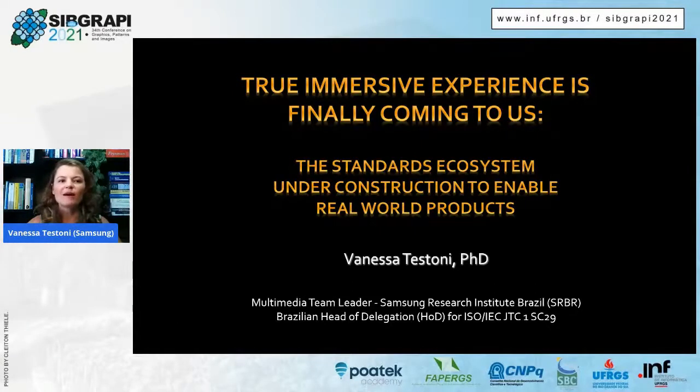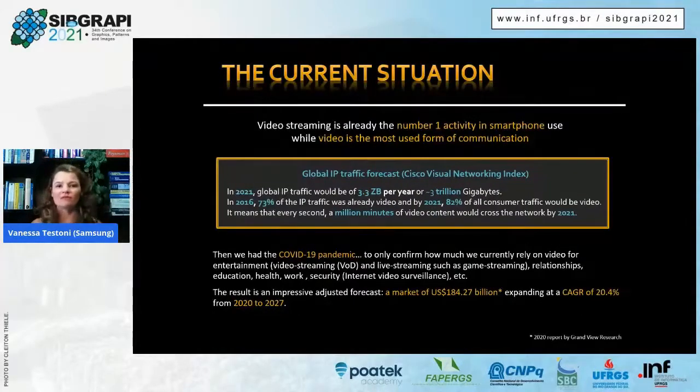So let's start with something that you already know about, right? What's the current situation? When we talk about video streaming, we already know that video streaming is the number one activity on smartphones, and video is also the most used form of communication. I always like to look at numbers. The Cisco forecast for 2021 was that we would have around 3 trillion gigabytes in our networks per year. The forecast also said that by 2021, 82% of all internet traffic would consist of video.